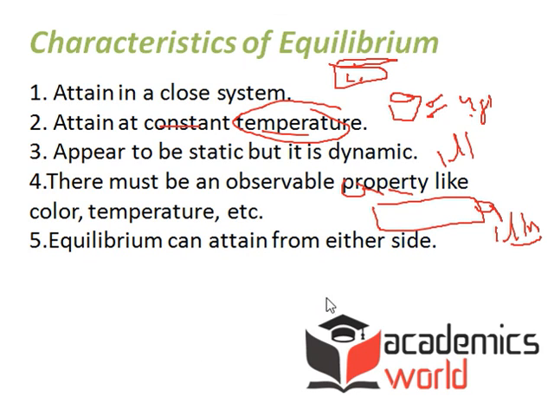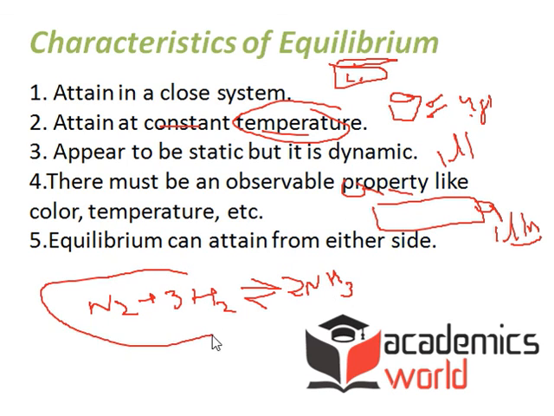Fifth, equilibrium can be attained from either side. How? I give an example: N2 + 3H2 in equilibrium with 2NH3. If the reactants react, they form this, but if this NH3 gets heated, then it gives N2 and H2 gas.